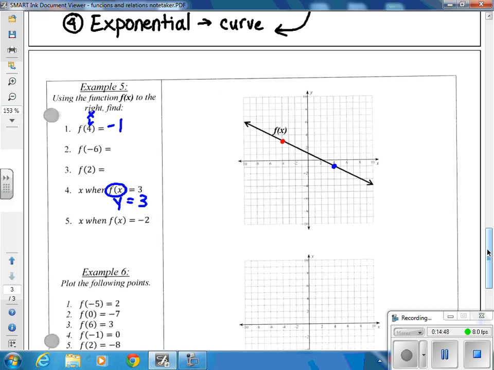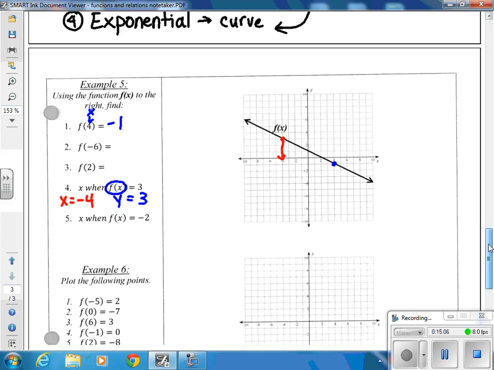Okay, and you've come straight down to the x value right here. You'll notice that it's negative 4. So x is negative 4 when y is 3. Okay? And then I want you to try number 5 and see if you can figure out what x is in that one. Those will be ones that you do on your own.